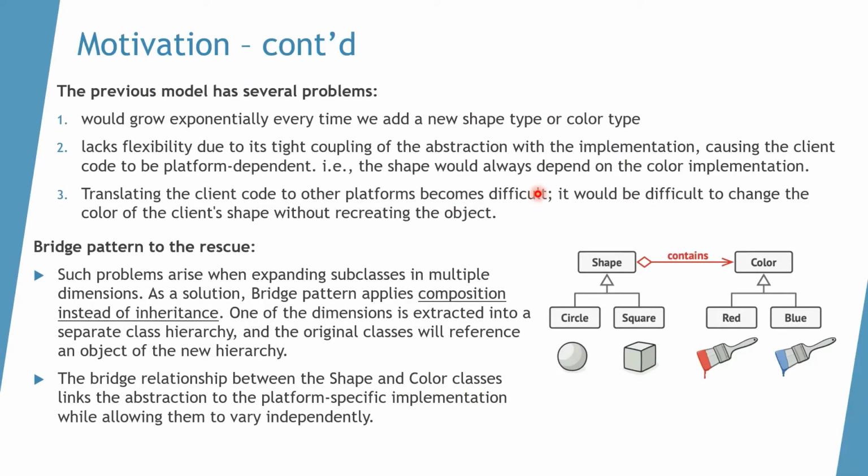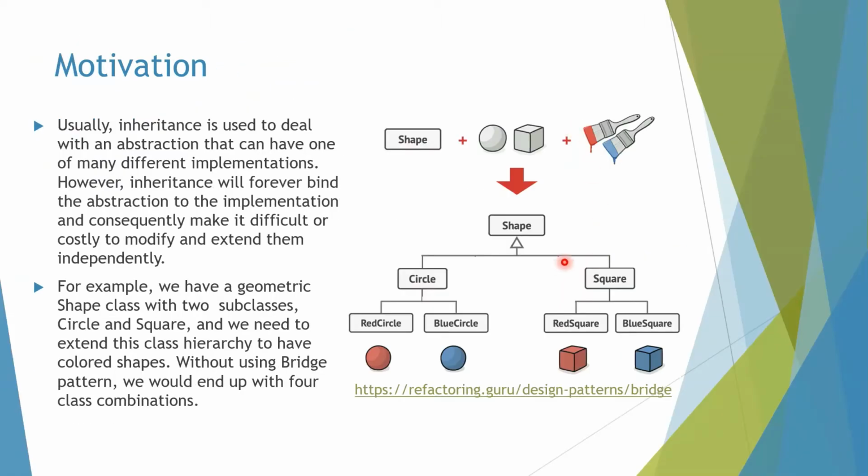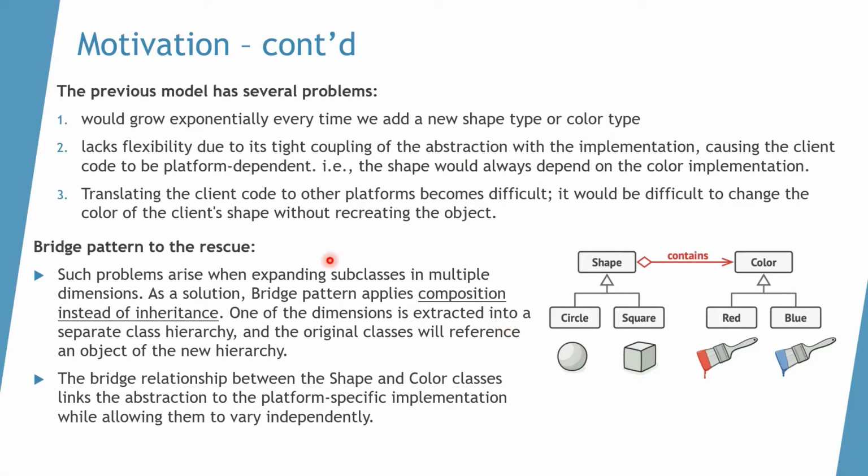However, this model comes with its own set of problems. Every time you want to add a new shape or color type, it's going to grow exponentially. In addition, it lacks flexibility, as we can see in the previous slide, because this tight coupling between the shape and the color makes it difficult for us to change the implementation or the color of a shape at runtime. And finally, translating the code would be difficult because we would have to recreate the entire object if we wanted to change its implementation or color.